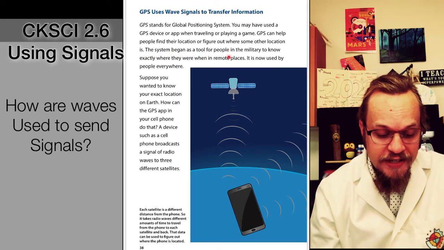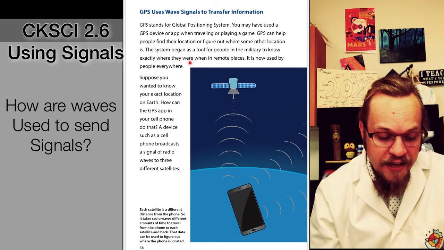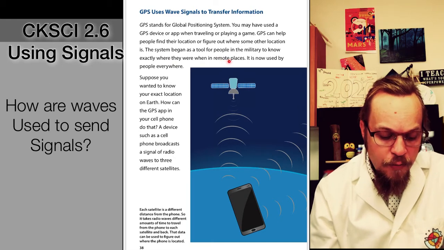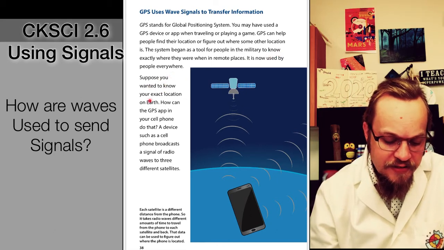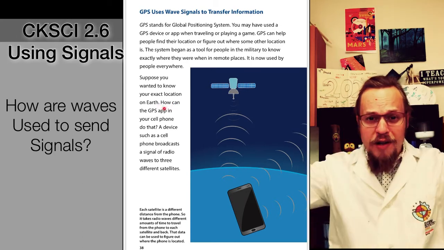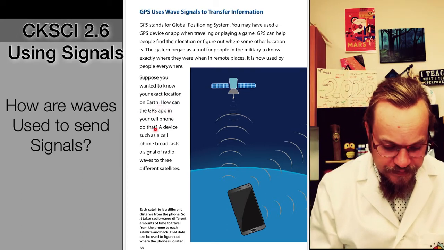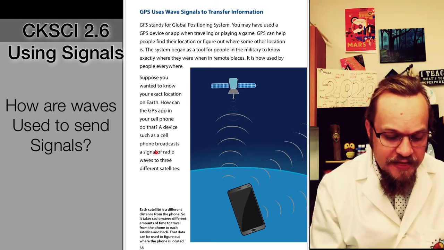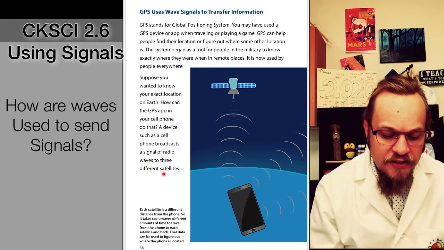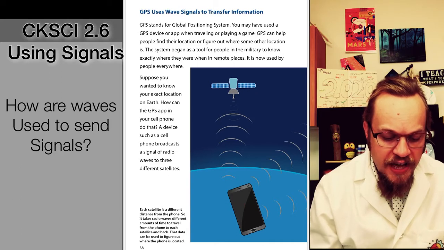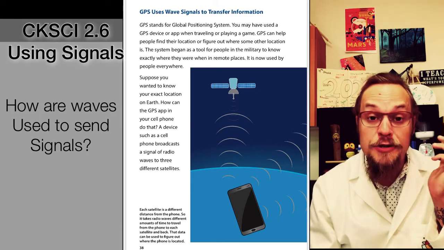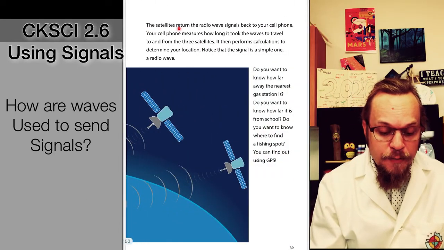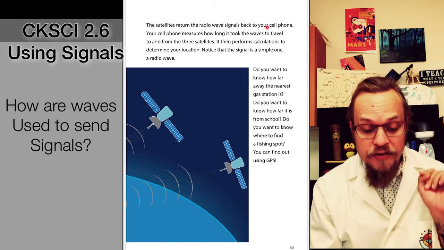Suppose you wanted to know your exact location on Earth. Well, how can the GPS app in your cell phone do that? Well, a device such as a cell phone broadcasts the signals of radio waves to 3 different satellites. So satellite 1, satellite 2, satellite 3. Your information's going all over the place. Okay? The satellites then return the radio wave signals back to your cell phone. Your cell phone measures how long it took the waves to travel to and from the 3 different satellites, or it triangulates your position. It then performs calculations to determine your exact location.